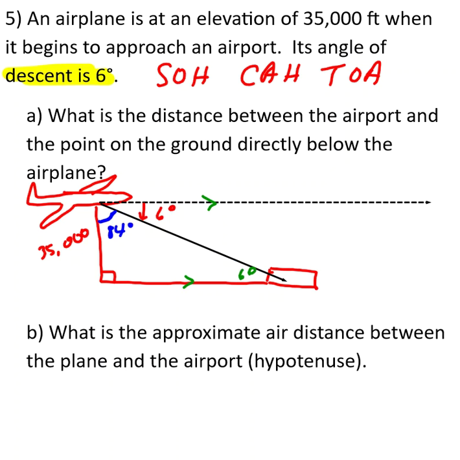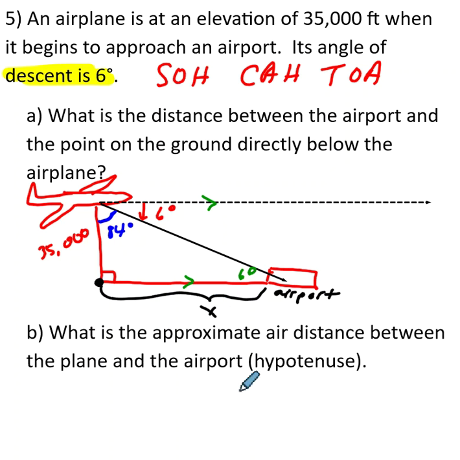So at this point, we want to know what is the distance between the airport, maybe it's JFK Airport, and a point on the ground directly below the airplane. So here's the point on the ground below the airplane, and we want to know this distance here.